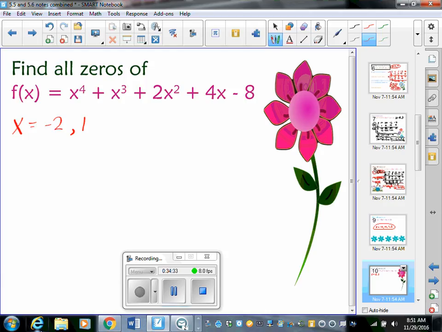Let's use synthetic. So 1, 1, 2, 4, negative 8. Does it matter which one I use first? No, which one do you want to use first? Negative 2. Does not matter. You'll get the same answer regardless. So go ahead and go through our synthetic process.